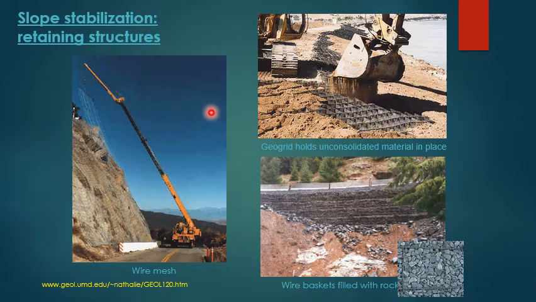Further, we have more retaining structures shown in the pictures. We have the wire mesh protecting against rock falls from the slope, protecting the motorists passing along this highway. We also have geogrids that hold unconsolidated material in place so that it will be more stable on a slope. We have also wire baskets filled with rocks, or sometimes they call these gabions.